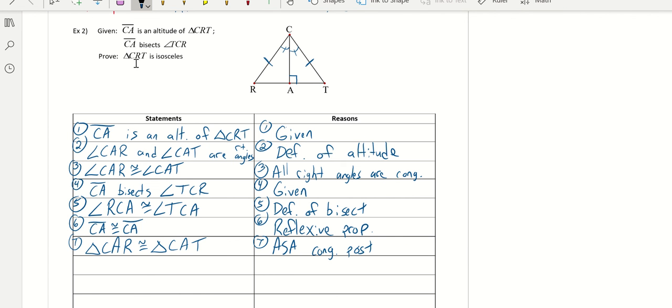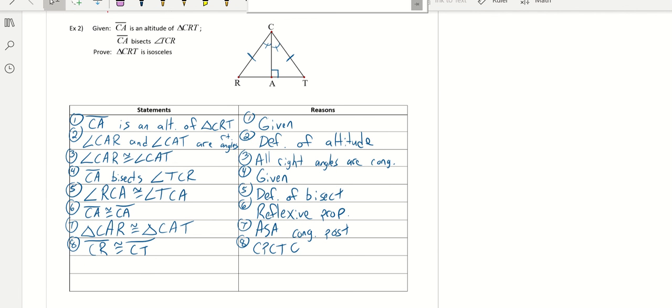Okay, remember, we're trying to prove that CRT is an isosceles triangle. We said if we can show that CR is congruent to CT, which we now can show, we know that CRT must be isosceles. And there you see that. Side CR is congruent to side CT. How did we know that? Corresponding parts of congruent triangles are congruent, CPCTC.